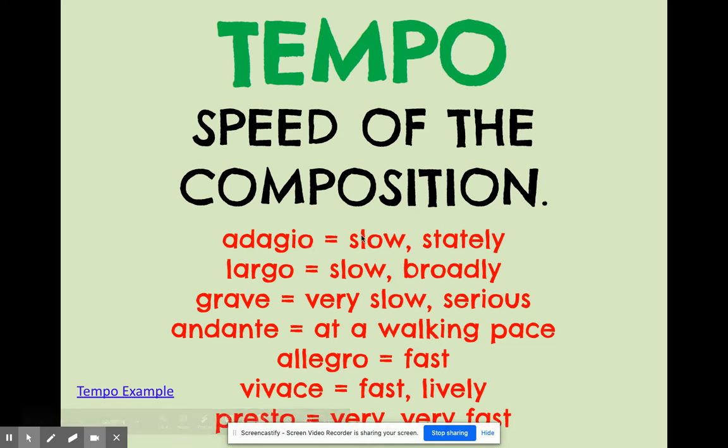These are all Italian words again. And I put these in order of the speed. So the slowest that we're going to find is called adagio. And then the next slowest is largo. And then we have grave. Then we have andante, just starting to pick up the pace. Then we have allegro, vivace, and presto, which is very, very, very fast.